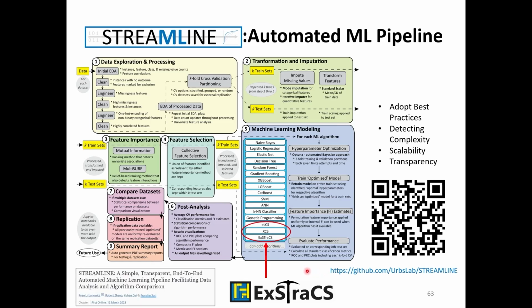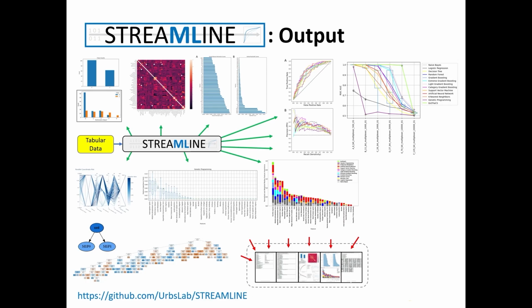As a quick highlight, you'll notice that among all these machine learning algorithms included, we have the 3 scikit-learn compatible rule-based machine learning algorithms we've previously developed, including ECLS, ExSTraCS, and of course ExSTraCS. As mentioned, STREAMLINE generates a wide variety of data summaries and visualizations to provide transparency throughout every phase of the analysis pipeline, all the way from exploratory analysis to model performance summaries to feature importance evaluations, and even interpretable model visualizations for decision trees and genetic programming.